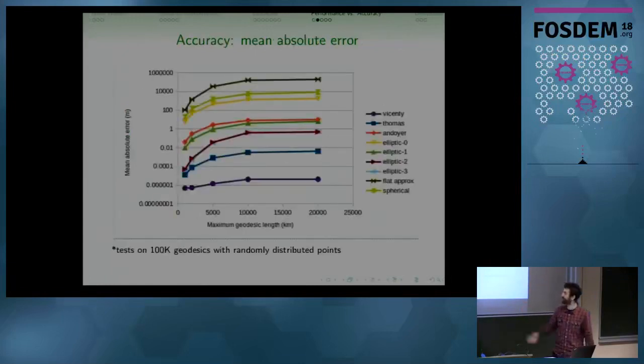Okay, so one test that we can have is, let's say, here on the x-axis we have the maximum geodesic length in kilometers, and on the y-axis we have the mean absolute error. As you can see, here in the lower part we have Vincenty, which is the most accurate method. It's accurate up to, this is in meters, so it's, I don't know, millimeters. So it's a very good accuracy. This is maybe the largest geodesic that you can get.